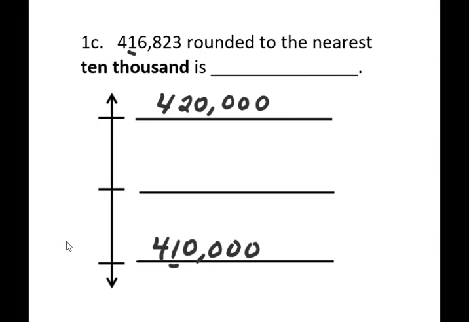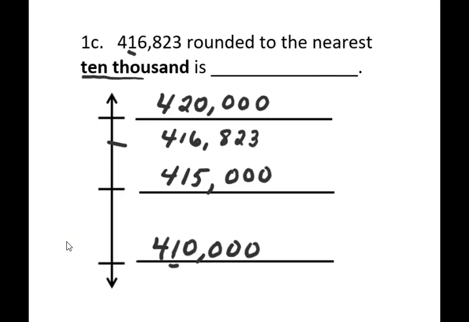Now the halfway point would be 415,000 because half of 10,000 is 5,000. Now that we have our numbers in place, we can plot the original number. 416,823 would come after the midpoint, and it will round up to 420,000.